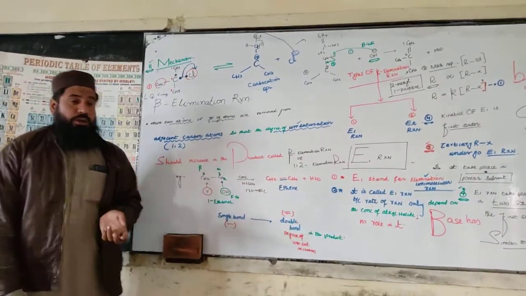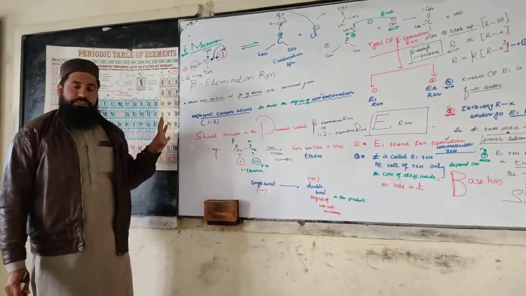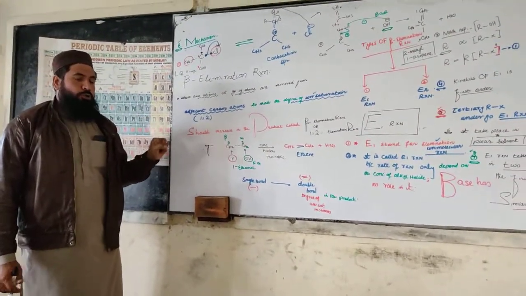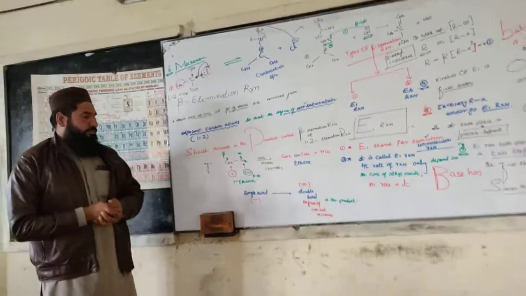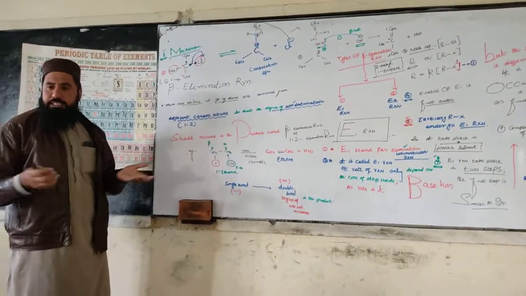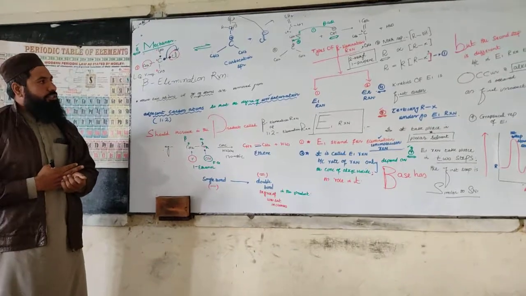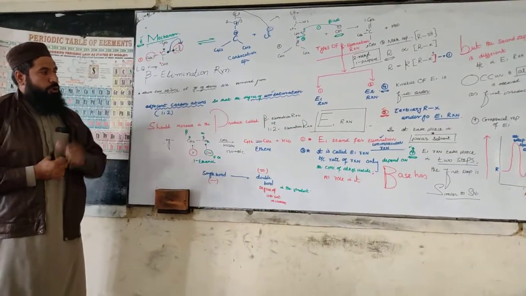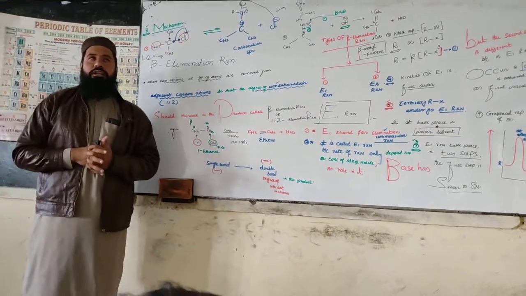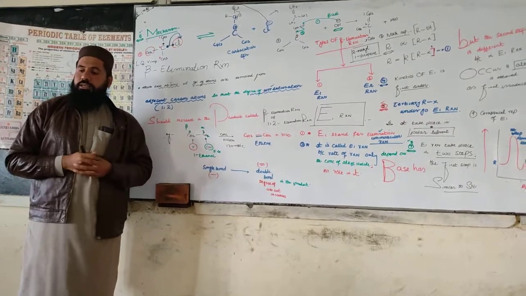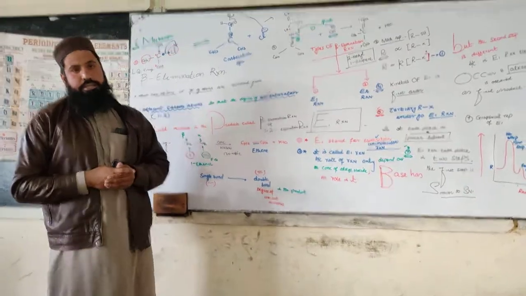I just want to summarize it for you. Elimination reactions are those reactions in which two groups present on adjacent carbons are removed from the chemical species. Elimination reactions are of two types, E1 and E2. E1 we have discussed in this lecture, and inshallah we will discuss E2 in the second lecture. Thank you very much.